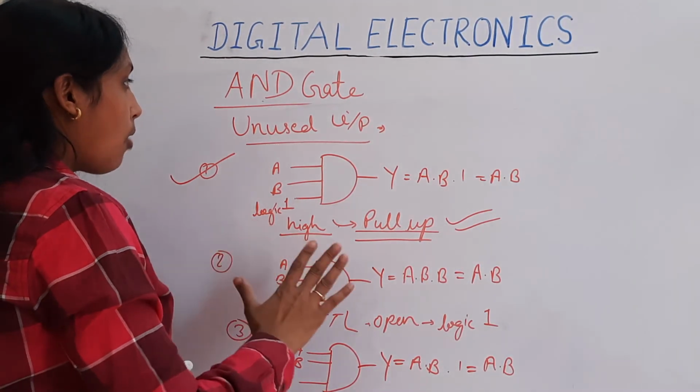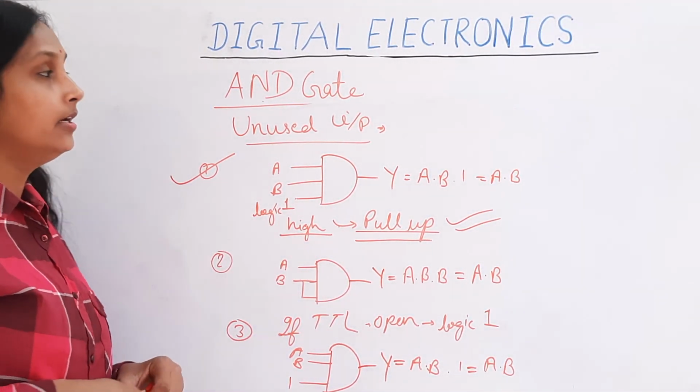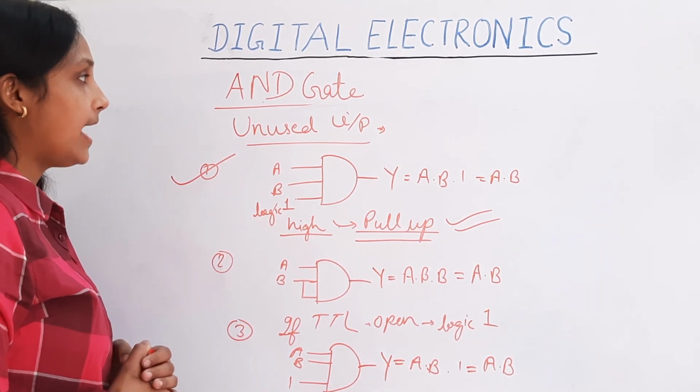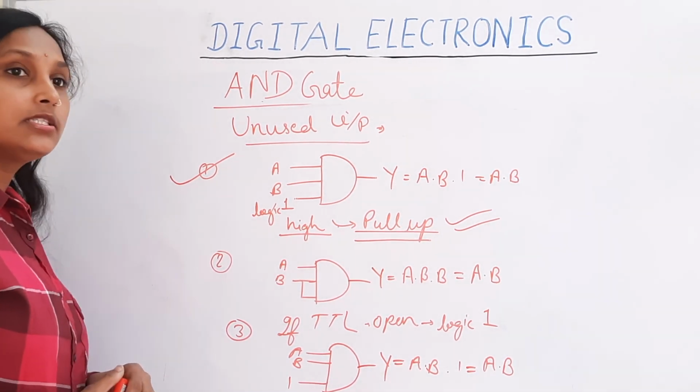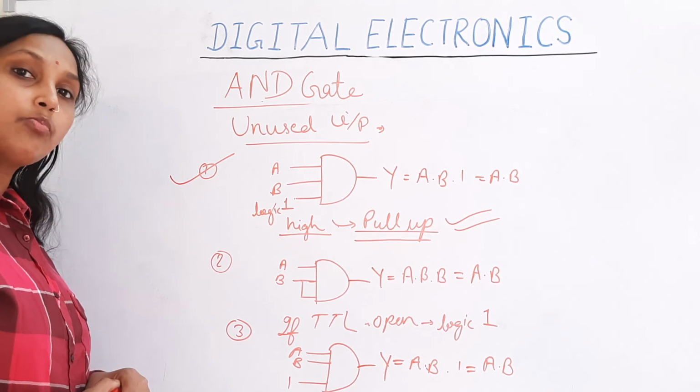So these are the properties of the AND gate. That's all for today. In the next video we will discuss the OR gate and its properties.